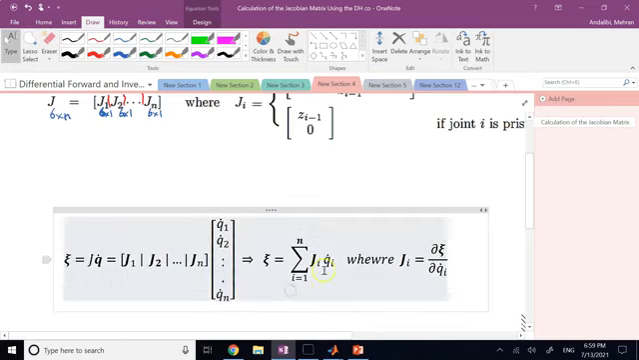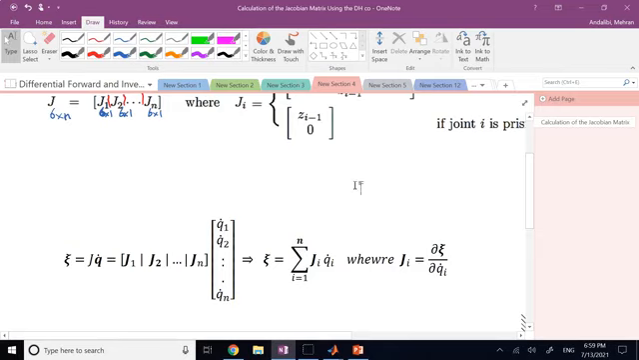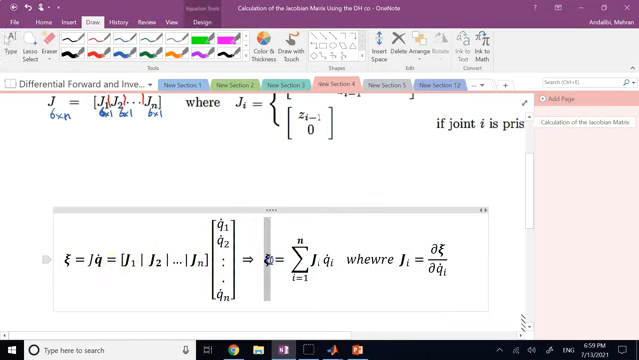So you have n joints, n of these columns. If you multiply, your end-effector velocity is going to be the summation of Ji times qi dot, correct? What's the meaning of this?